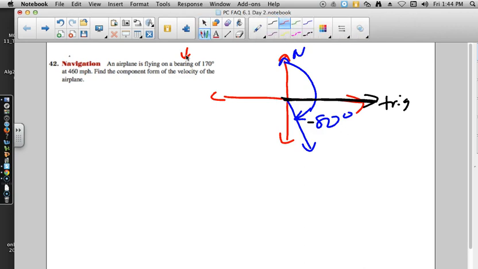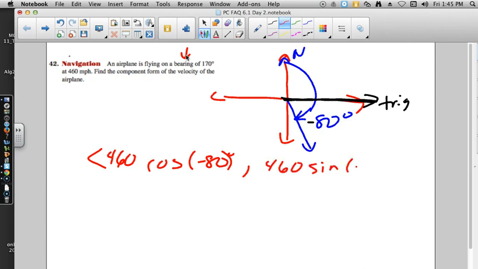So what we have to do for the component form of this is remember that whatever we have for magnitude times the cosine gives us the horizontal component. So this is going to be 460 cosine of negative 80 degrees, and that will give us our horizontal component. And then, no shocker, for our vertical component we use sine. So if we punch that in, we'll get what we need. Let me put my degrees in here so that things will make sense.